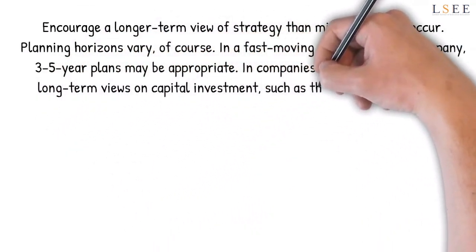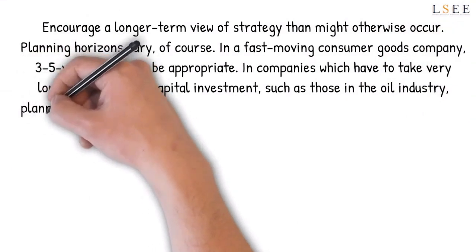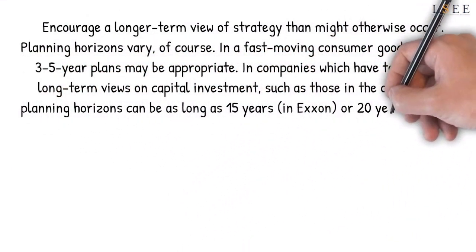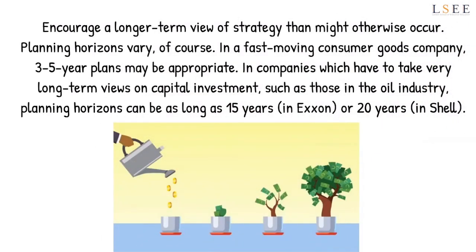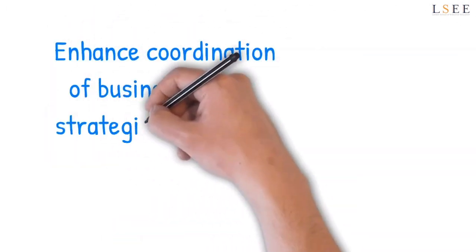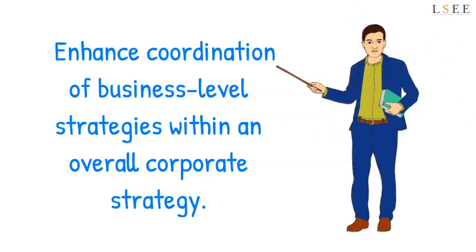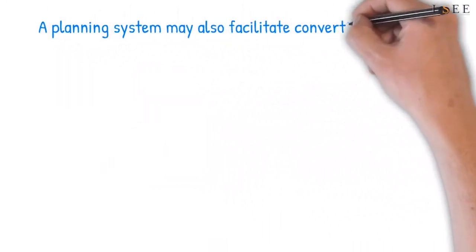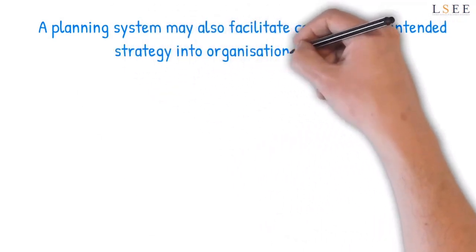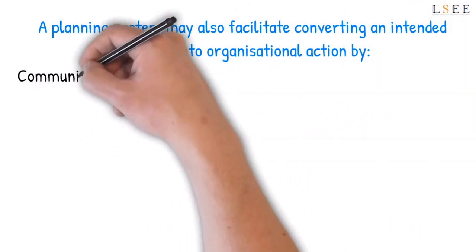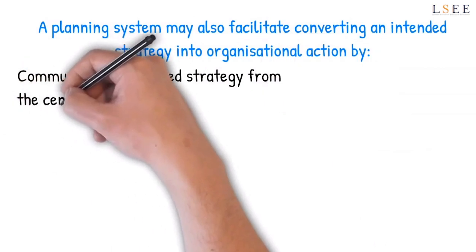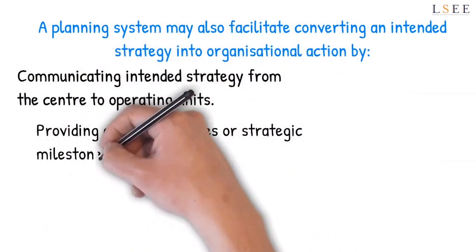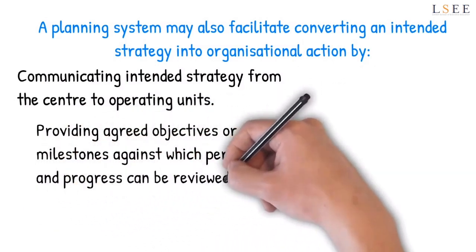In Exxon, or 20 years, in Shell. Enhance coordination of business-level strategies within an overall corporate strategy. A planning system may also facilitate converting an intended strategy into organizational action by communicating intended strategy from the center to operating units. Providing agreed objectives or strategic milestones against which performance and progress can be reviewed. Coordinating resources required to put strategy into effect.